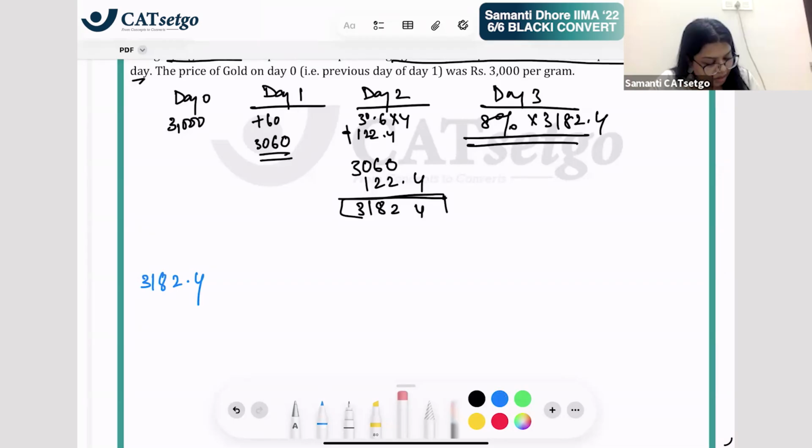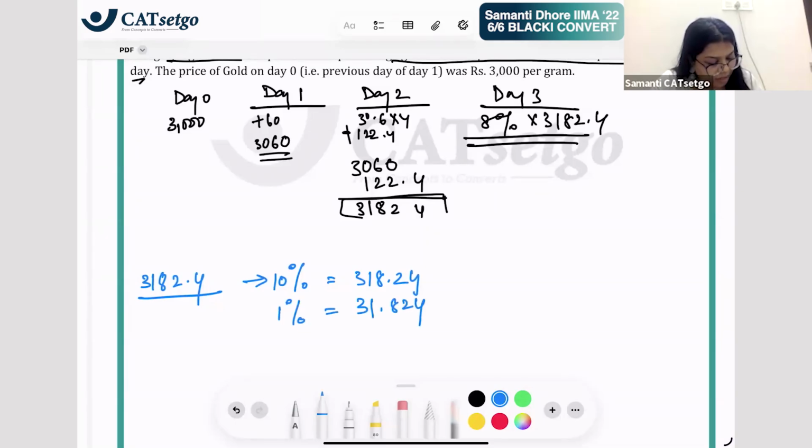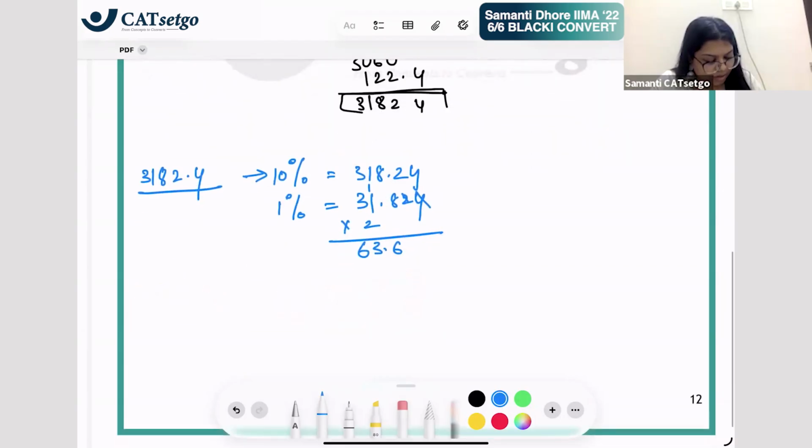कैसे किया हमने? We will do 10%. 10% is how much? 318.24, right? And what is 1%? 1% is 31.824. तो हमें 2% निकालना है, तो into 2 कर लेंगे इसका. Can we just skip a few decimals for our betterment? So this is basically 2%. 2% is this, है ना?